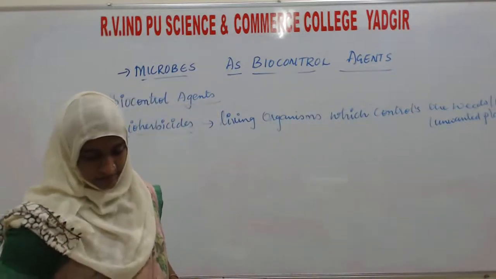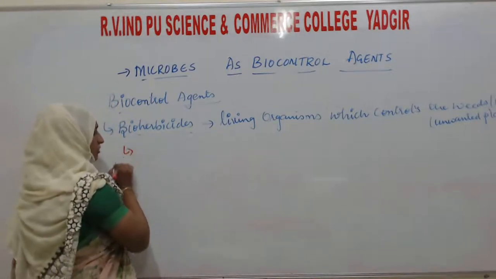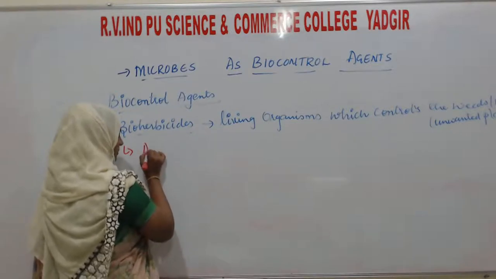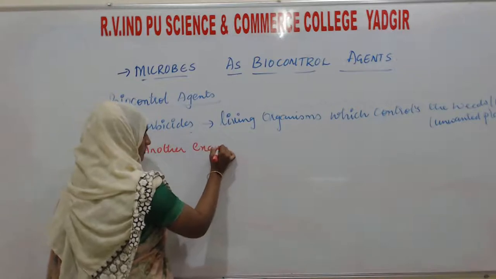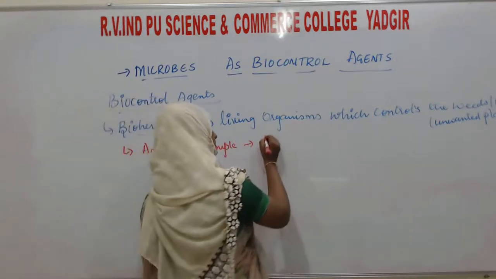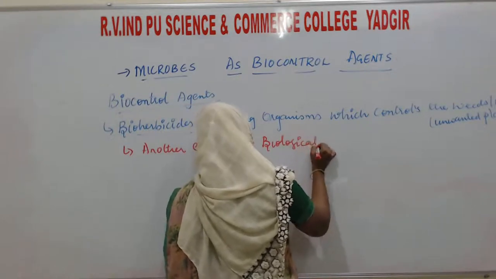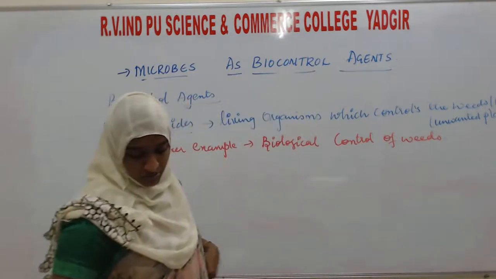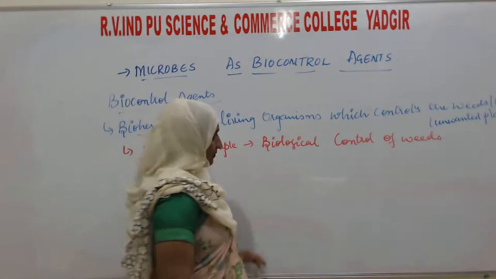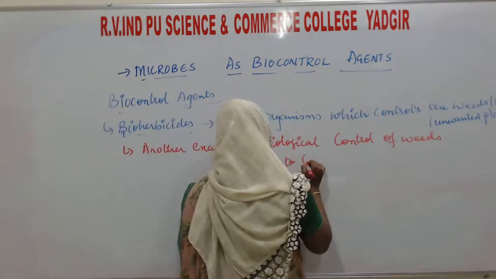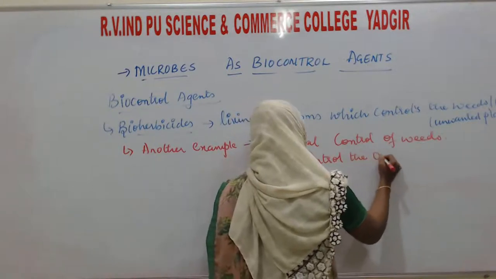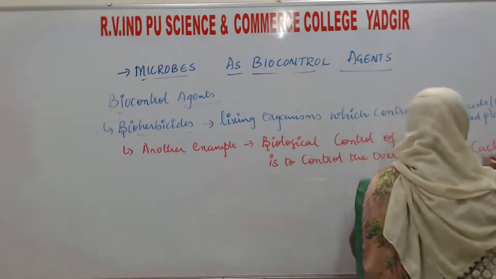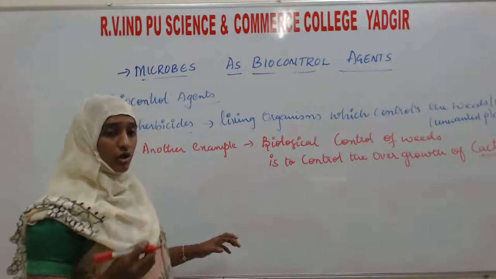One more example is there, another example of biological control of weeds. One more example is to control the overgrowth of cacti. Okay, some cactus plants will be having thorns, like that plants will be there.